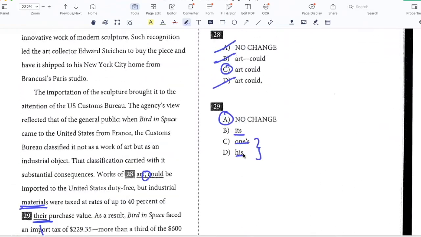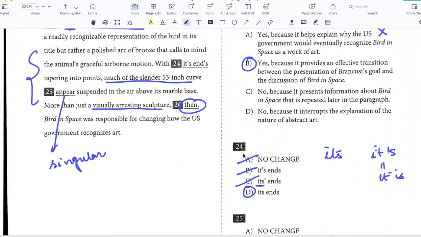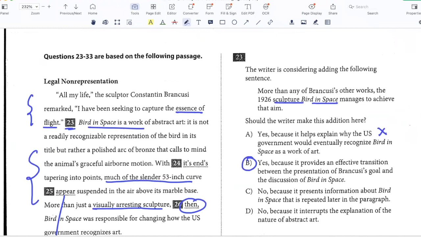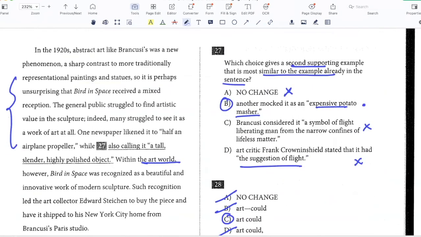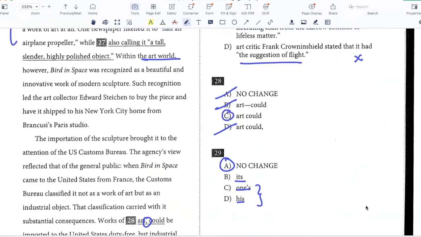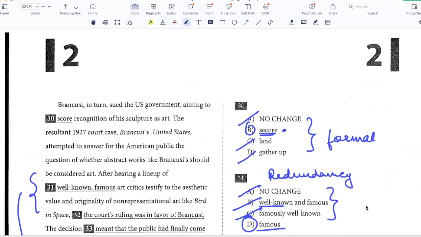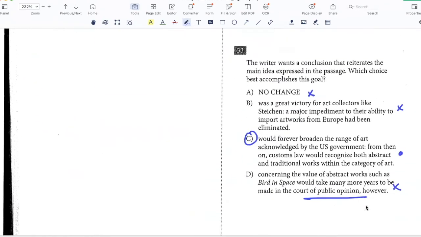Okay, let's grade this. Starting from 23. BDDCB, BDDCB, CABDCC, CABDCC. Okay, great. So we got all correct.